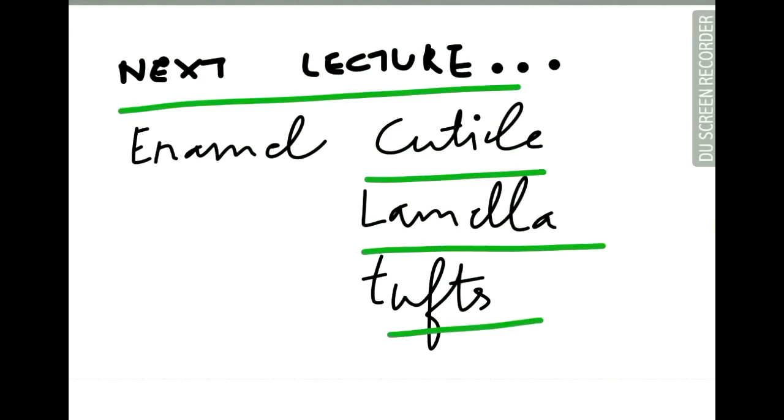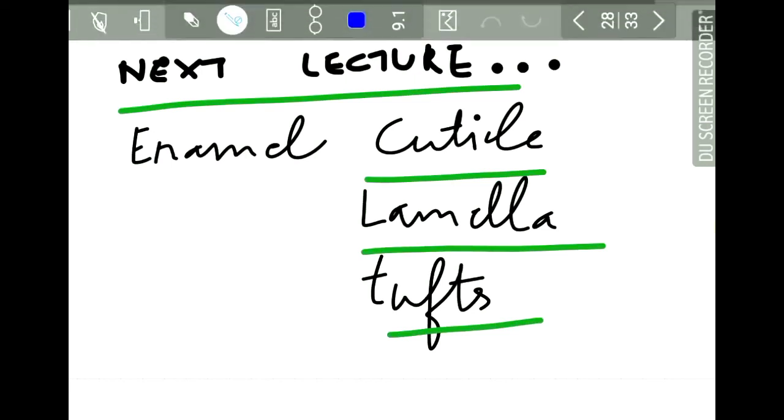So in this lecture, we have studied about various structures of enamel, and in the next lecture we'll be studying about enamel cuticle, lamellae, tufts in detail, and also various age changes in enamel.